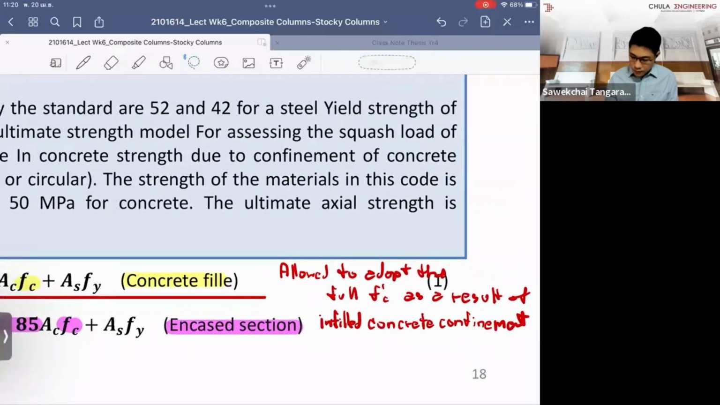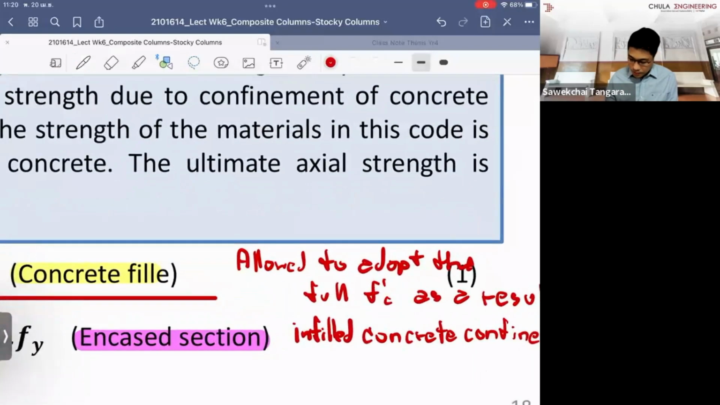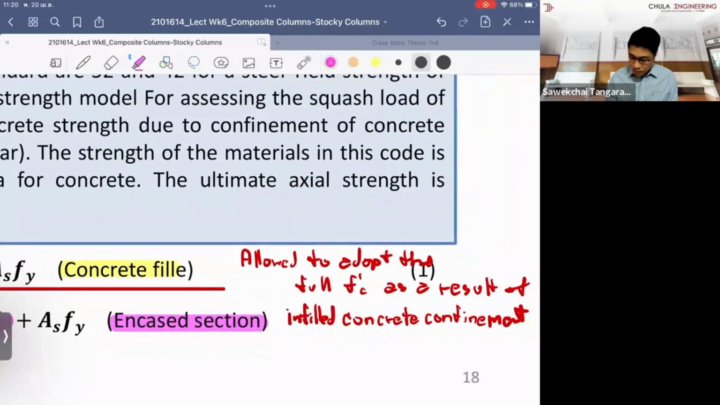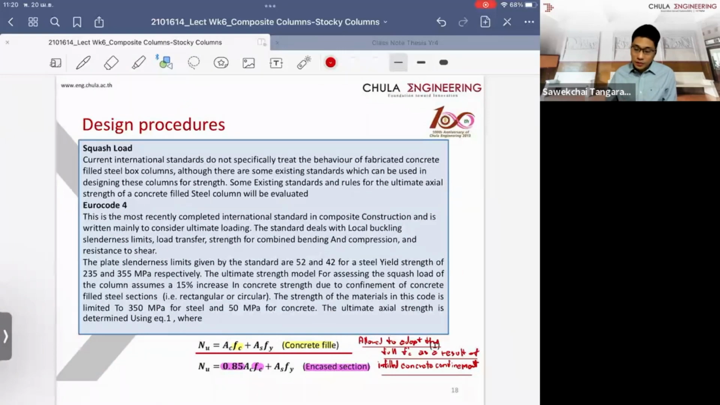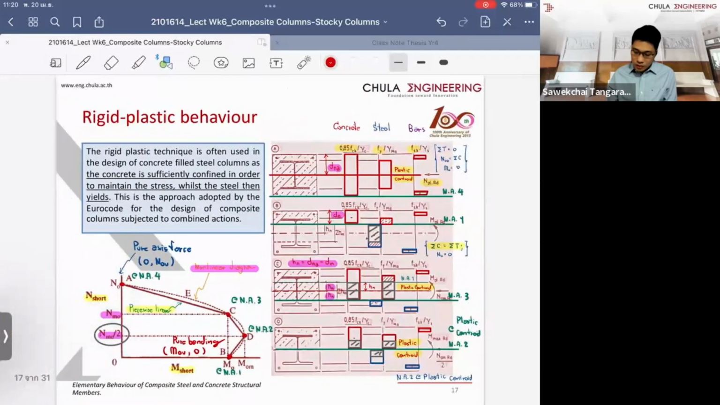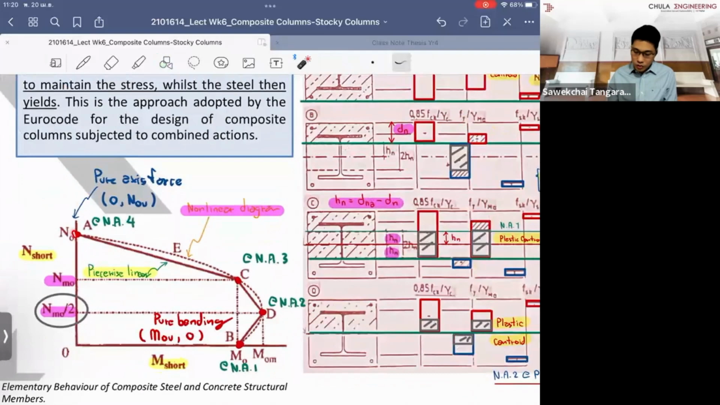Okay, so I just give some little comments here. The rest of the calculation is the same. What you need to know is where you can obtain the squash load, the full bending, and the intermediate point, which is at the level of neutral axis, steps 3 and 2.